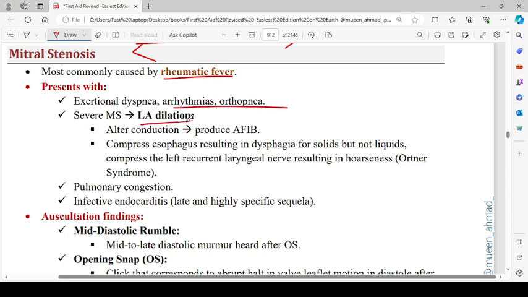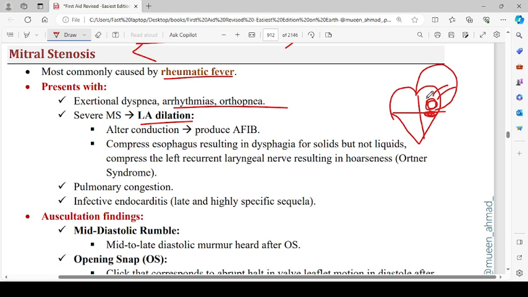Severe mitral stenosis will lead to left atrium dilation. Now just think about this situation. Suppose this is a normal heart and due to some reason it has a stenosed mitral valve. The blood coming from the pulmonary veins into the left atrium will start pooling here, and this left atrium will start dilating. From the anatomy, if you remember, the left atrium is the most posterior structure of the heart. It lies over the esophagus and the trachea, and in close proximity to the recurrent laryngeal nerve, so it can cause problems there.